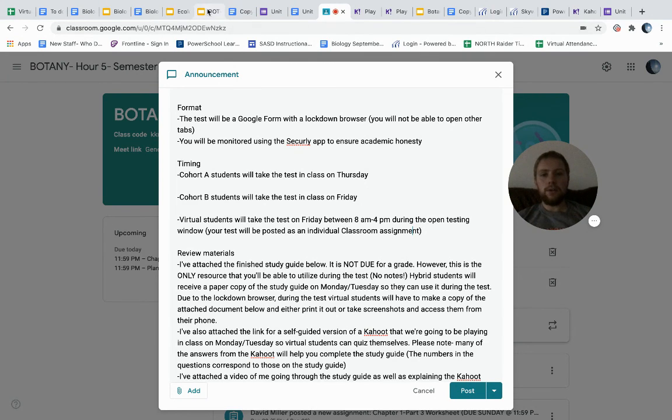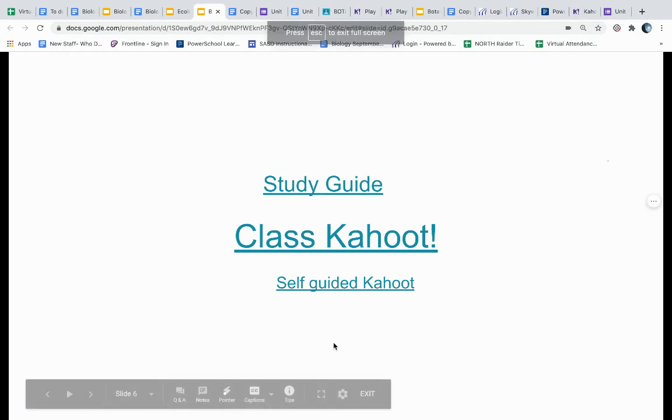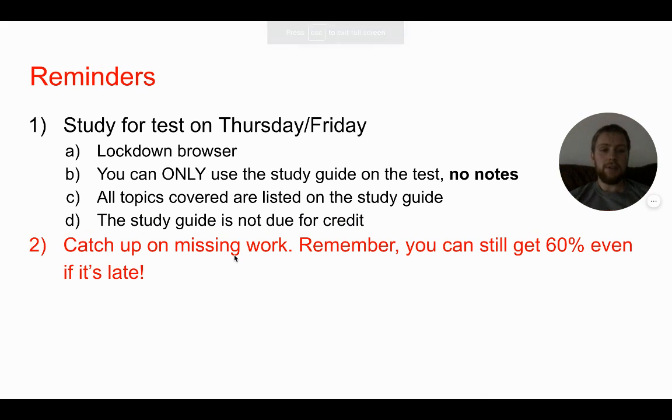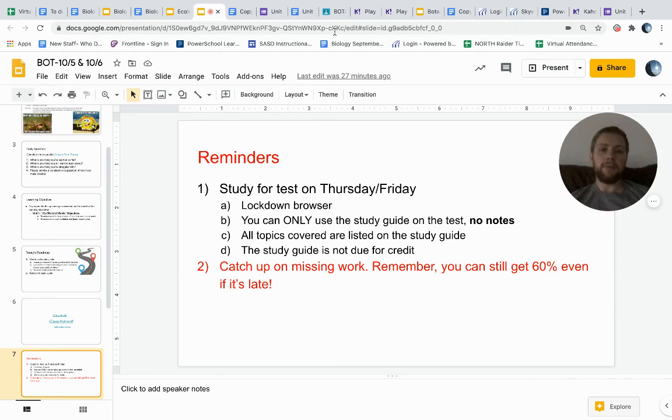And that's another note. In addition to studying for this test, make sure you catch up on missing work. I sent out a progress report last week. And remember, you can still get 60% even if it's late. So I've been pretty lenient on late grades, but my lenience will be running thin as we go forward, and you've had plenty of time to do stuff. This week, there are no assignments per se.